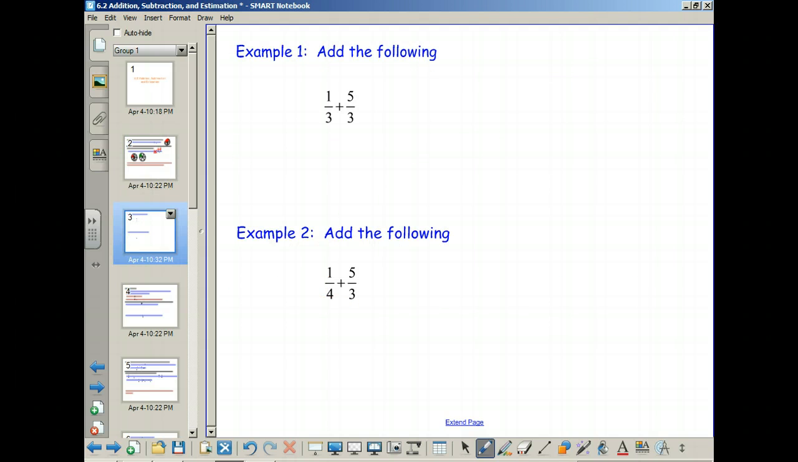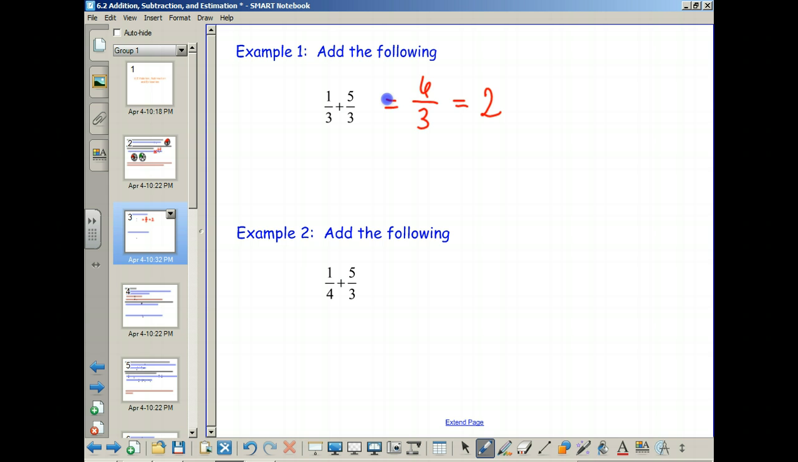All right, so these are the 2 varieties, right? The first one, you have common denominators, which means what is 1/3 plus 5/3 before you reduce? 6/3, and then of course we will reduce. What is 6/3? 2. All right, on this one right here, 1/4 plus 5/3, they do not have a common denominator, so I need to get one, right?